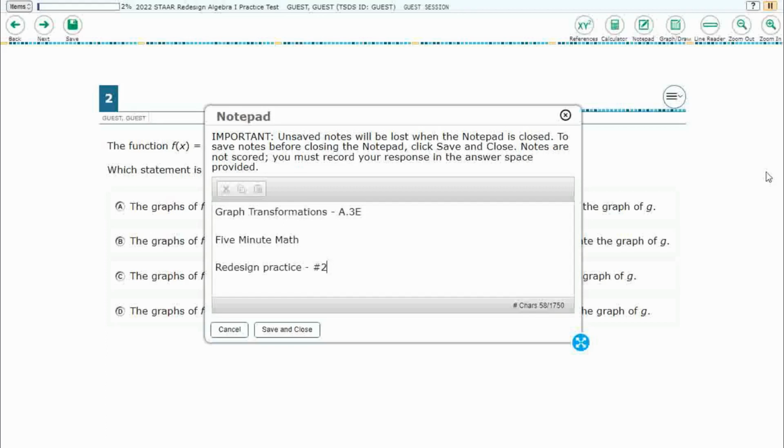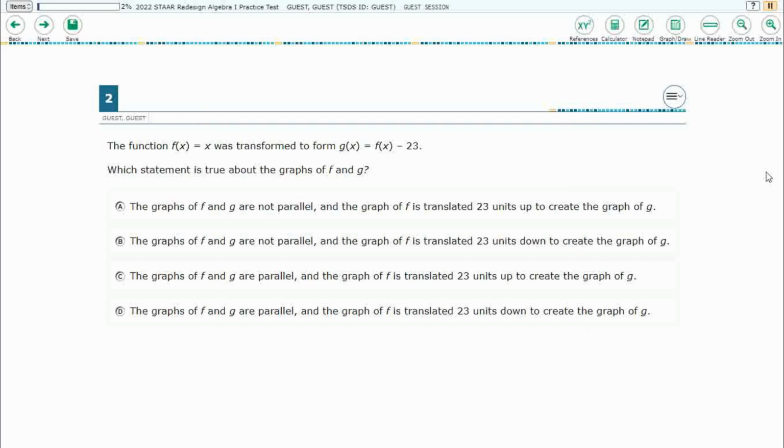Today we are looking at the Algebra 1 concept of graph transformations. This is standard A.3E in the great state of Texas, and we are using item number 2 off the Redesign Practice online STAAR test. If you haven't done so already, please go ahead and take a moment to pause the video, work this problem out on your own, unpause it, and we will look at our answers together.